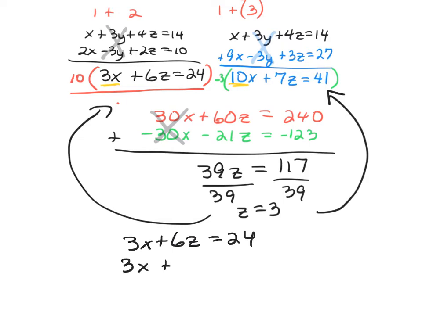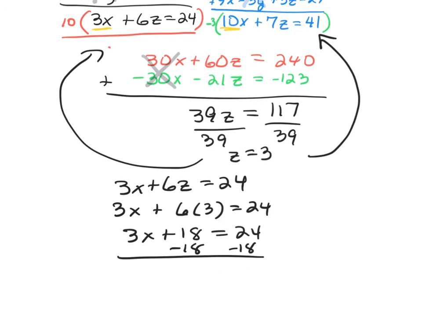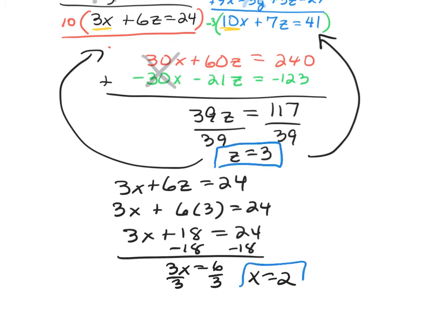So 3x plus 6 times 3 equals 24. 3x plus 18 equals 24. Move the 18. 24 minus 18 is 6. 3 goes into 6 twice. Now I've got 2 of my variables.